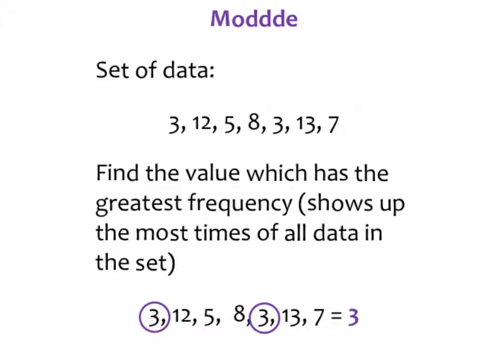How do we find the mode? We look at our set of data. We find the value which has the greatest frequency. In other words, the number that shows up the most.